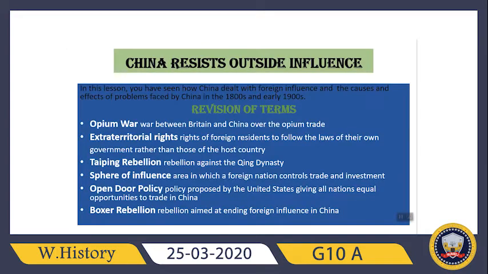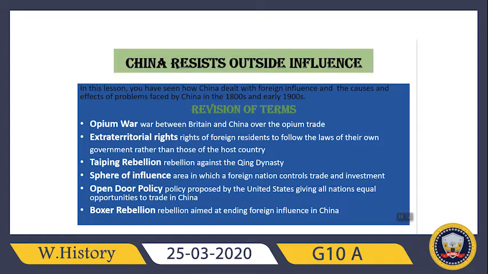So today we are revising chapter 28, and the first lesson I have taken is China Resists Outside Influences. In this lesson, you have seen how China dealt with foreign influences and what were the causes and effects of problems that were faced by China in the 1800s and early 1900s.